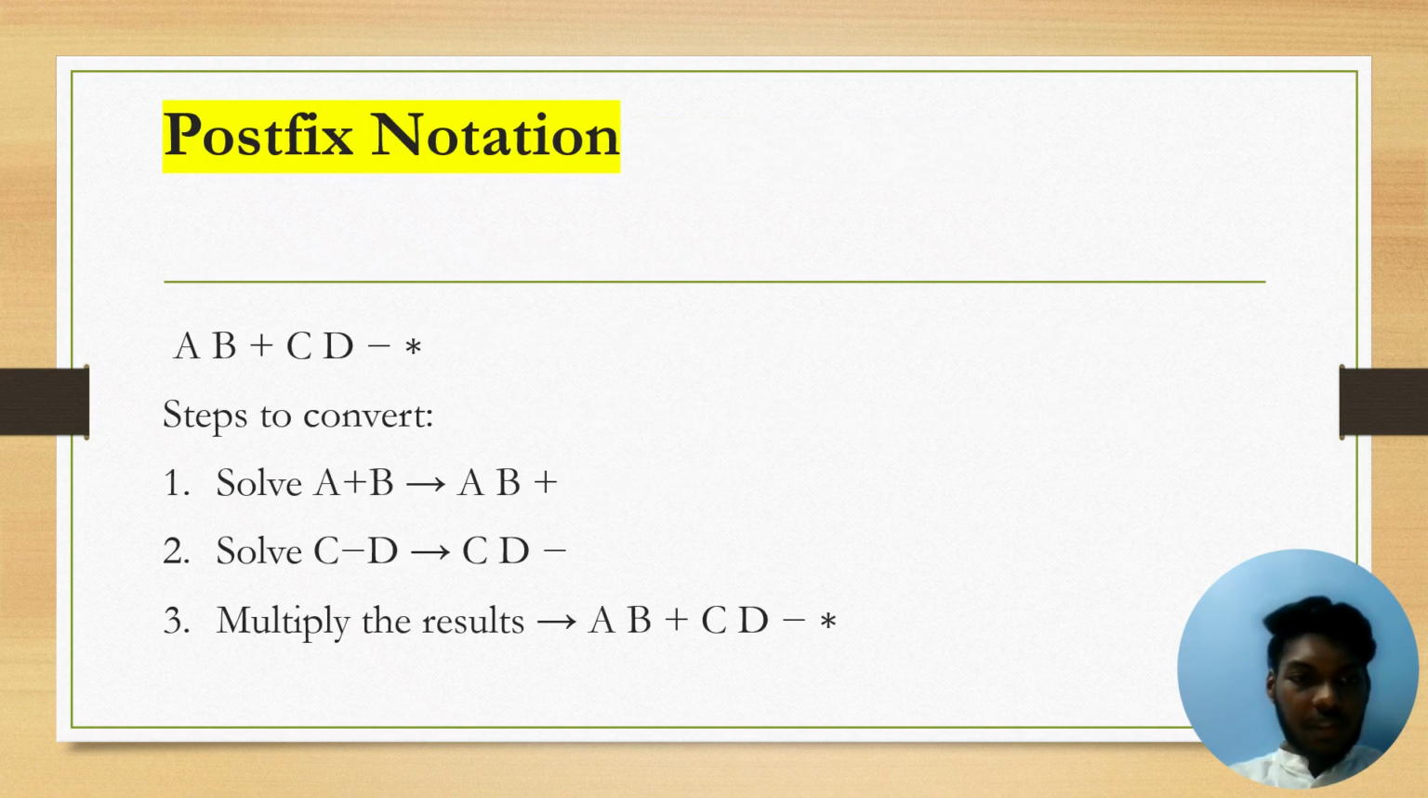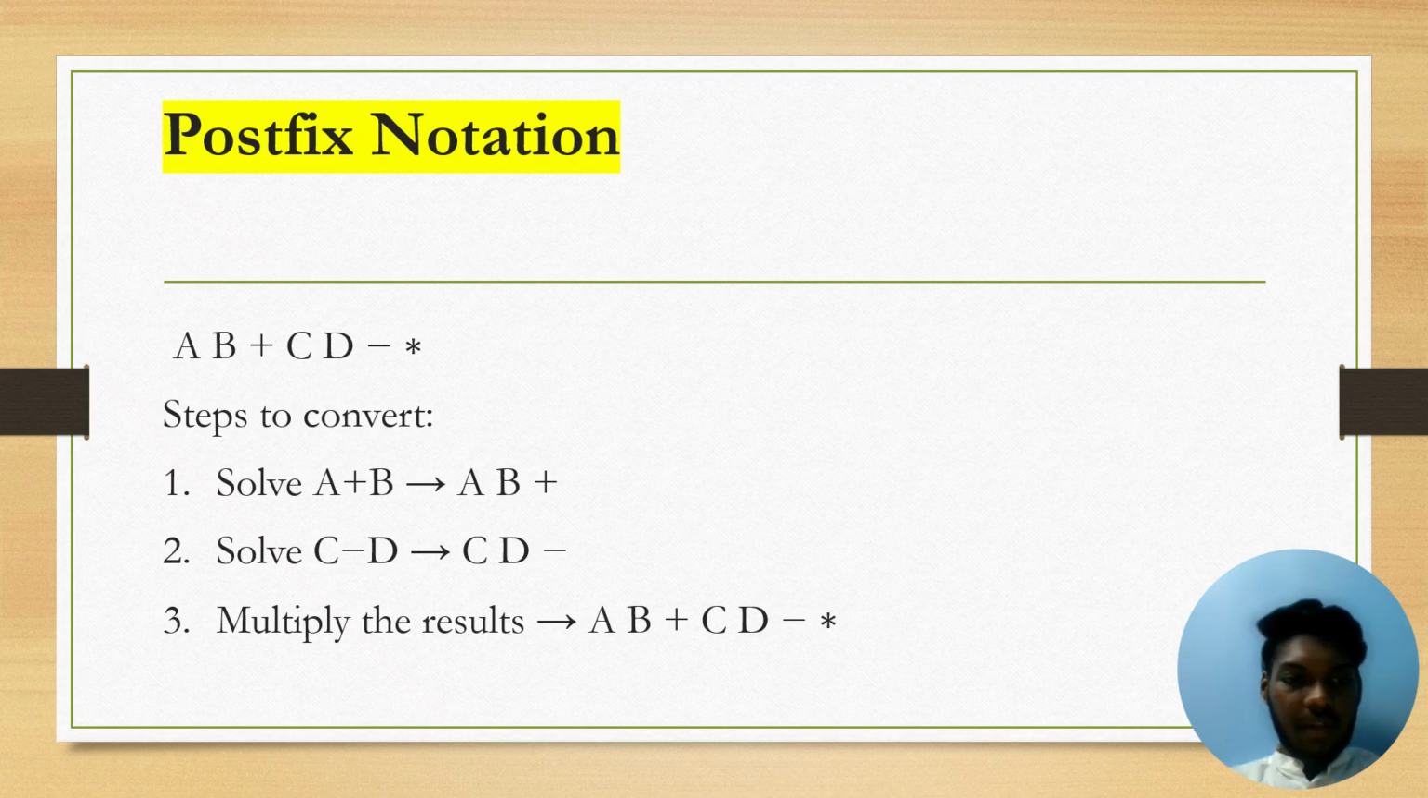Let's first focus on the conversion to postfix notation. This step is crucial in enabling computers to process mathematical expressions efficiently without the need for parentheses. For our expression A plus B times C minus D, the postfix notation is AB plus CD minus times. Here's how we arrive at the result, broken down step by step.